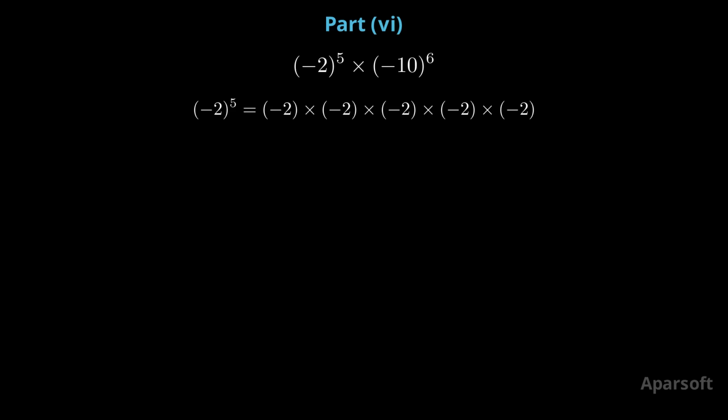And part 6, the big one. Here is the expression. Negative 2 to the power 5 times negative 10 to the power 6. Let us tackle negative 2 to the 5th first. Expanding, negative 2, 5 times. Count the negatives, 1, 2, 3, 4, 5. 5 negatives, that is an odd number. So the result will be negative.